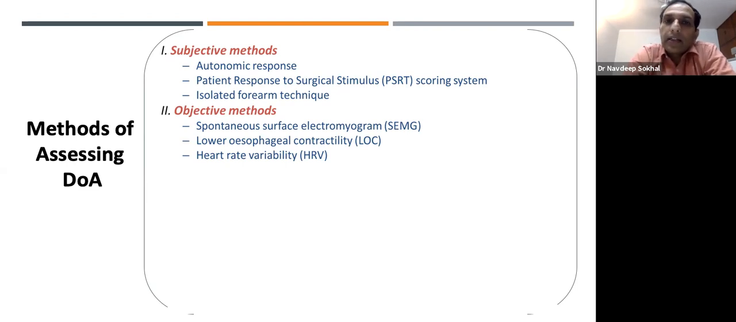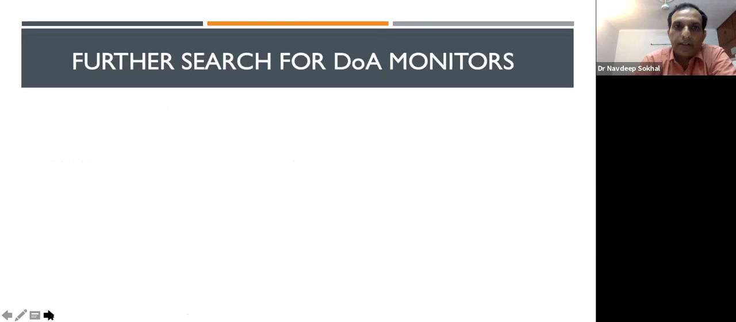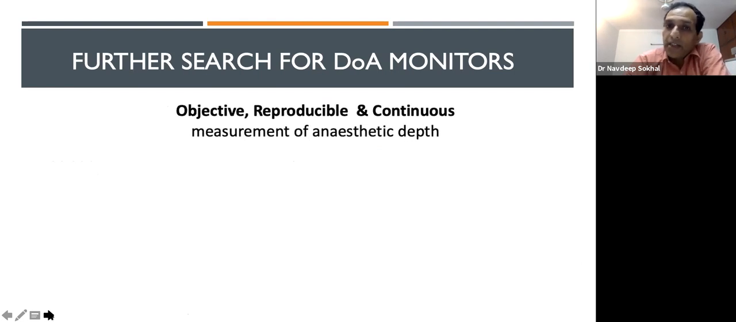Another technique was the isolated forearm technique. But all these were subjective methods. So a search for objective methods continued, and we came up with spontaneous surface electromyogram, followed by lower esophageal contractility, that is spontaneous and provoked, and later on heart rate variability. But again, as I said, these were also not very reliable parameters. So ultimately, the search for better monitors continued, which could provide us objective, reproducible, and continuous measurement of depth of anesthesia.